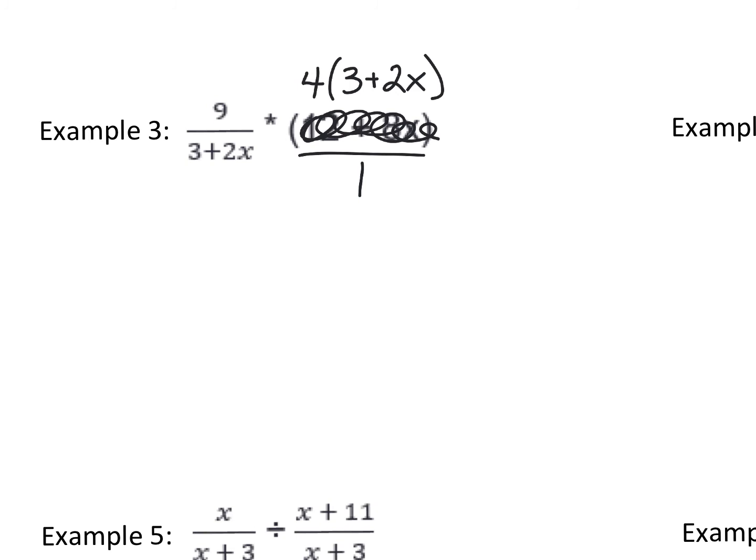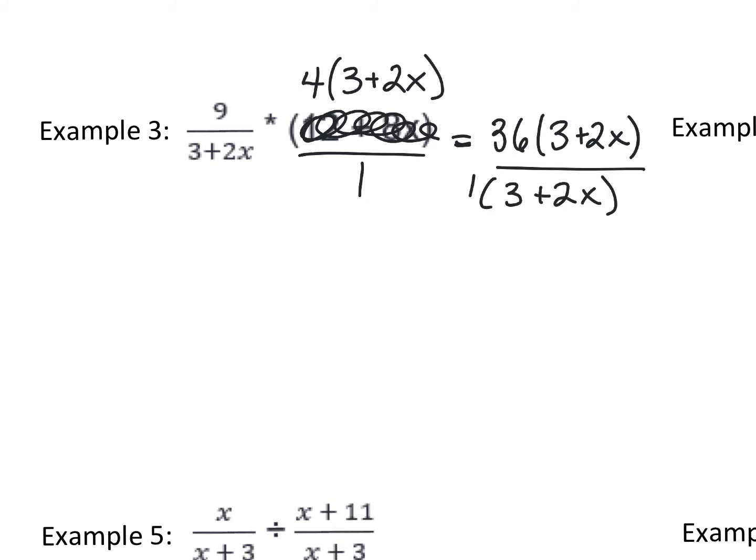Then we go to 3 plus 2x. Can that do anything? Nope. And then we go to 1. Can that do anything? Nope. So we're ready to go ahead and multiply across. So 9 times 4, my monomial terms, 36. We keep all the binomial terms, so keep the 3 plus 2x. On the bottom, we just have a binomial term, 3 plus 2x times 1, so we'll put that up front. That's my monomial term on the bottom. So now we look, anything going to cancel here? 3 plus 2x, and then I'm left with 36 over 1, which is just 36.